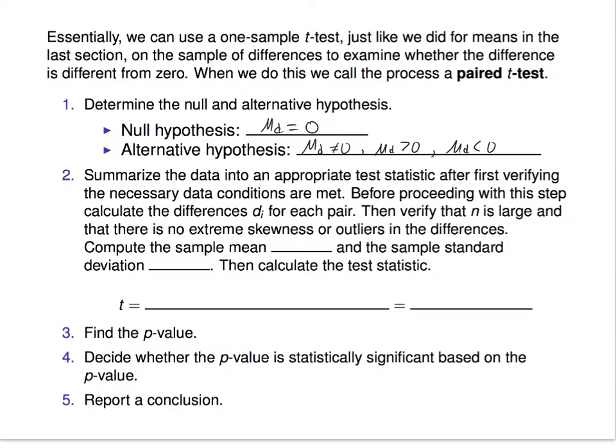Okay. So first you summarize your data into an appropriate test statistic after first verifying the data conditions are met. Calculate the differences for each pair if it hasn't been done for you already. Verify that n is large, which is like 30, and if not, you can still do it, just note that your n is small. Compute the sample mean, which they call d bar, and your sample standard deviation, which is called s_d.